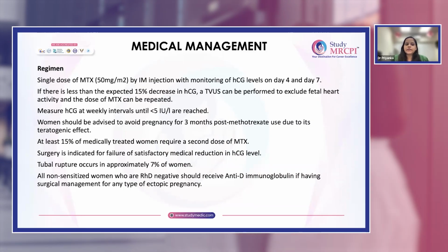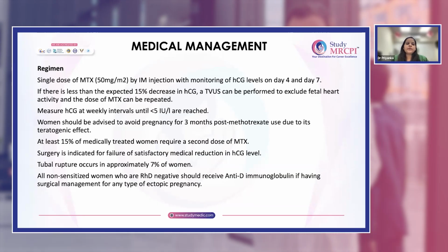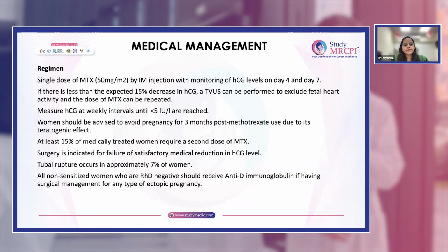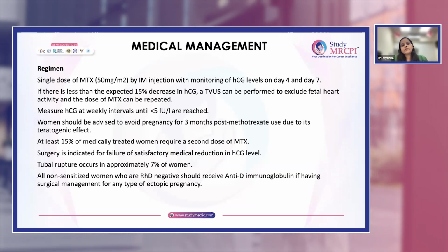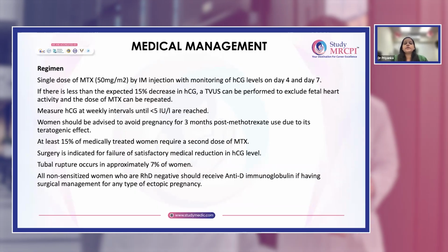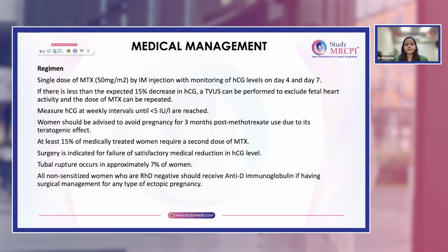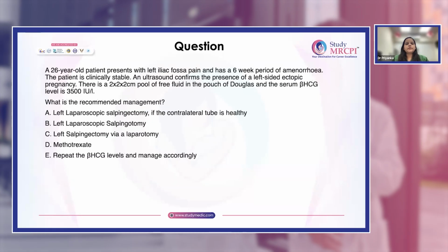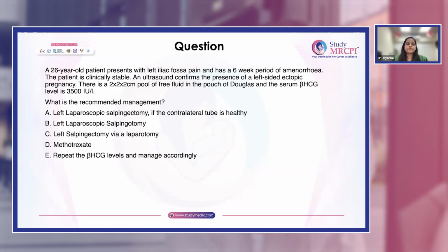The guideline says that of those who are receiving methotrexate, that is medical management, at least 15% will require a second dose of methotrexate, and almost 7% of the women receiving methotrexate will have tubal rupture. So all this should be explained to the patient, and if they are having surgical management, then they should have anti-D also if they are Rh negative non-sensitized pregnant women.